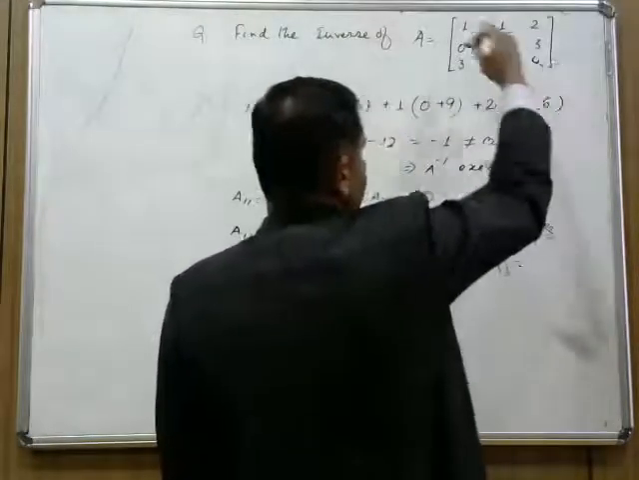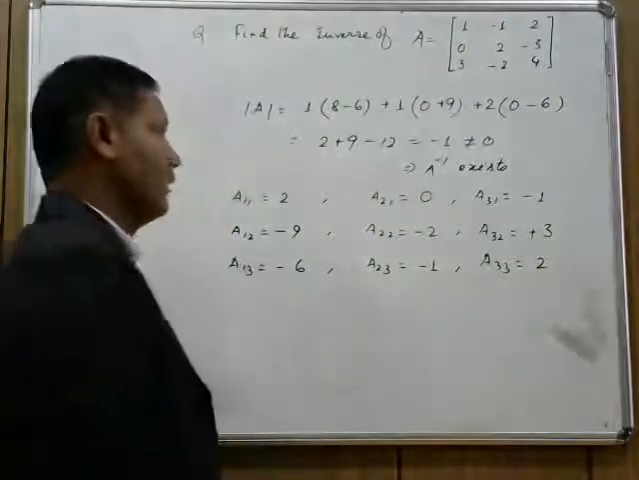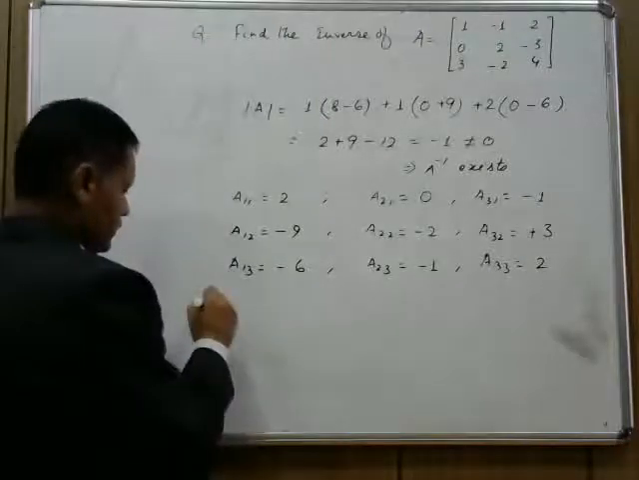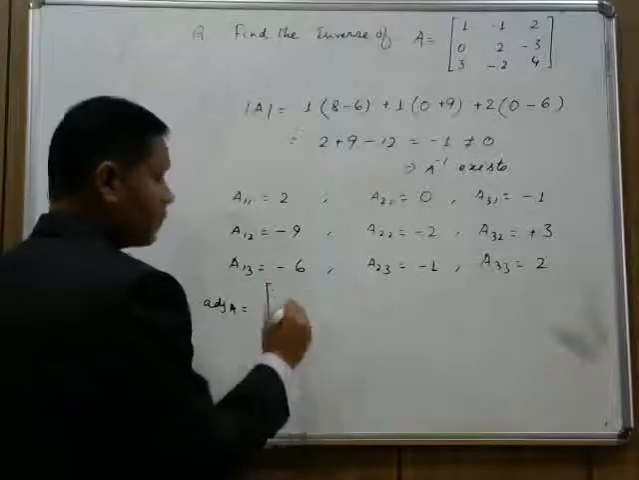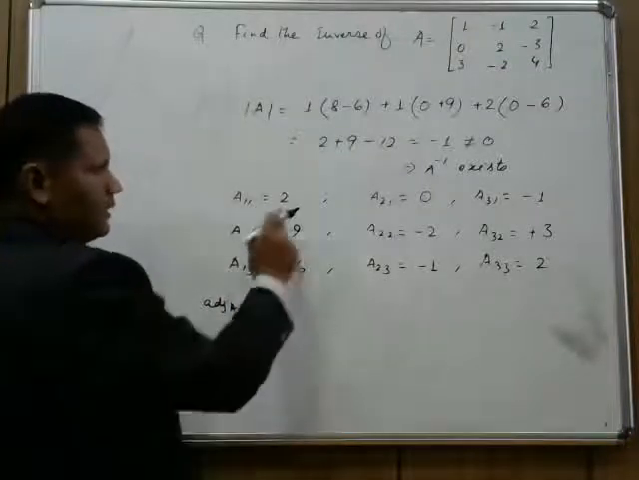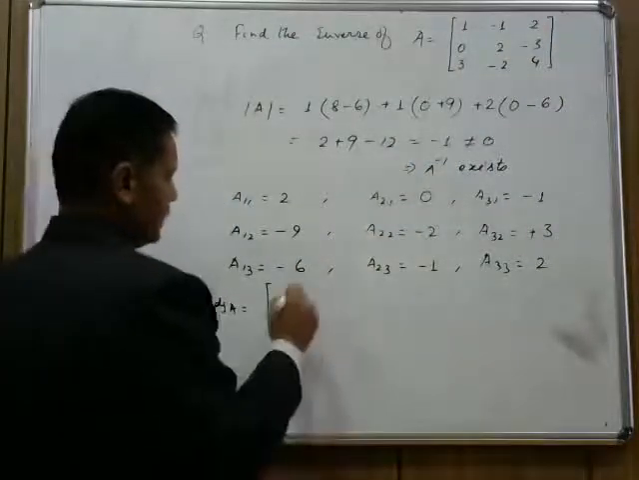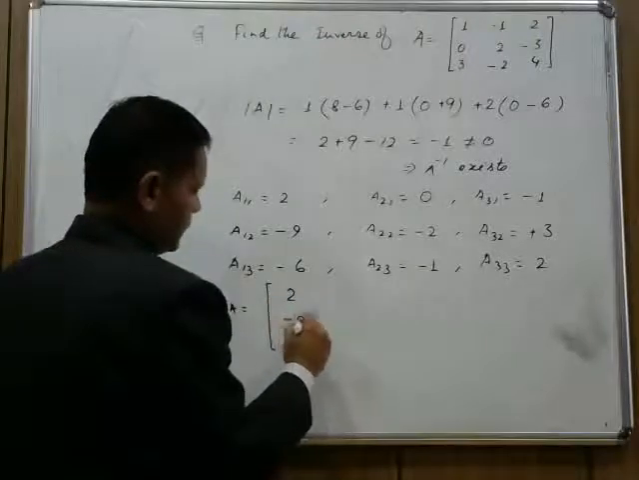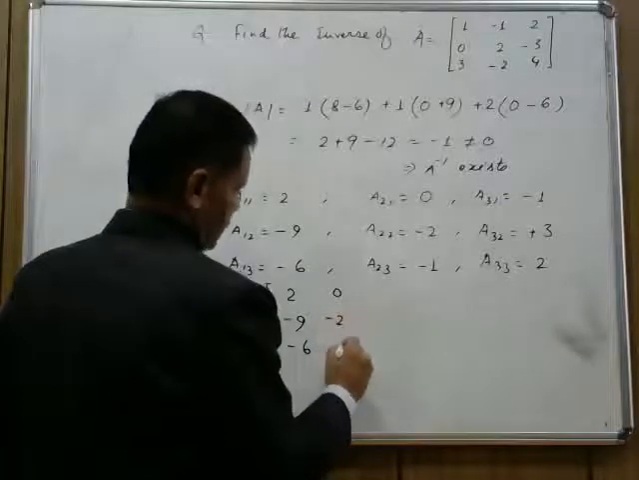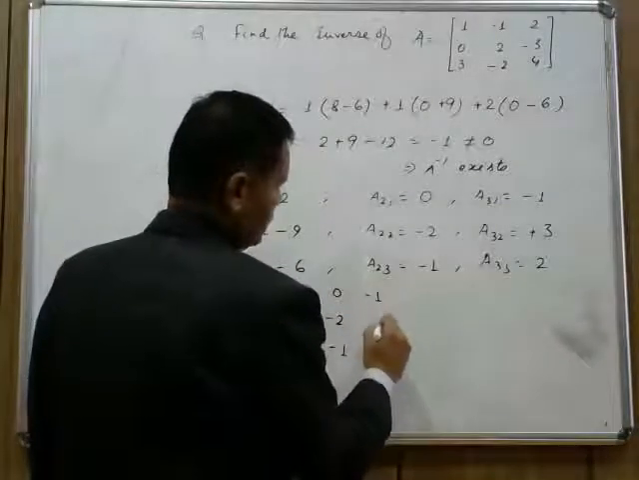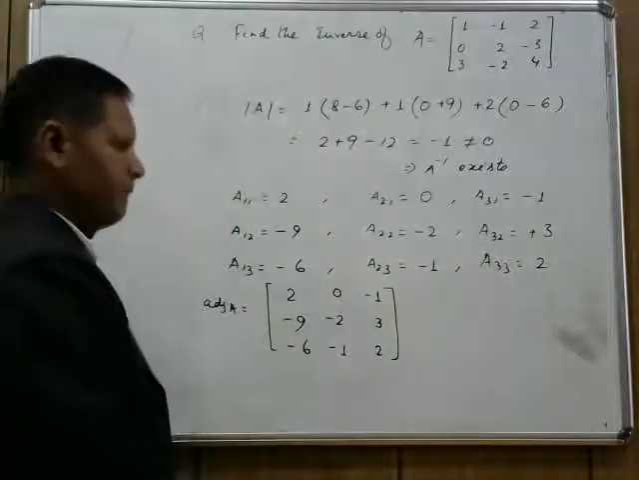A33 for this will have 2, 0. This will be 2 only. Now I will find out the adjoint of A. Therefore, the adjoint of A is equal to the transpose of the cofactors. Already I have written these cofactors as the column. That's why I simply have to carry 2, minus 9, minus 6, 0, minus 2, minus 1, minus 1, 3 and 2. This is the value of the adjoint of A.